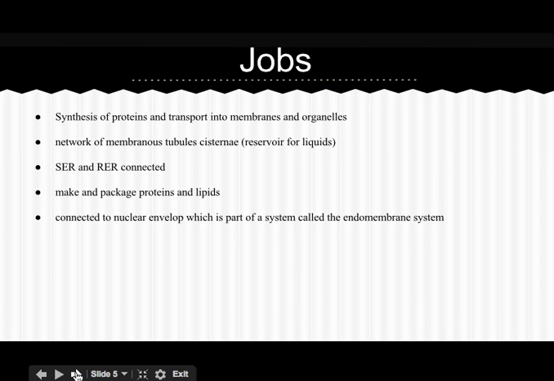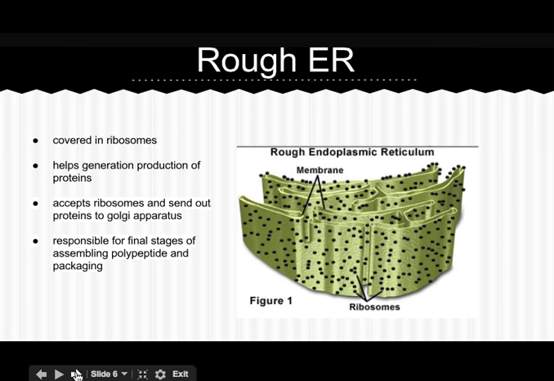Okay, so the rough endoplasmic reticulum is covered in ribosomes, which gives it its rough appearance. It helps generate the production of proteins, and it gives ribosomes a place to attach to later be sent out to the Golgi apparatus. And it's responsible for the final stages of assembling the polypeptide chains and packaging the protein.